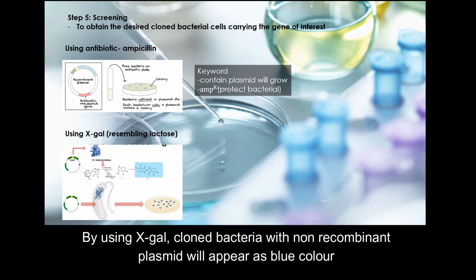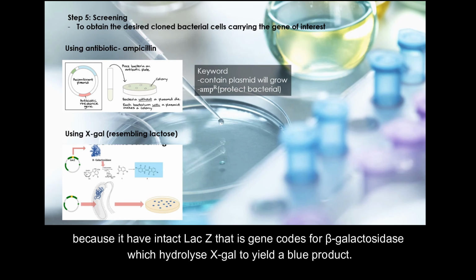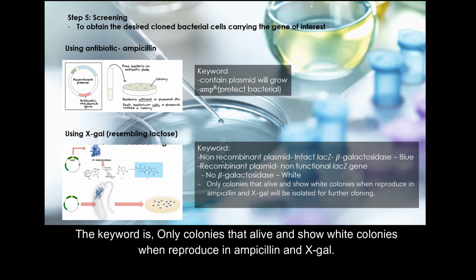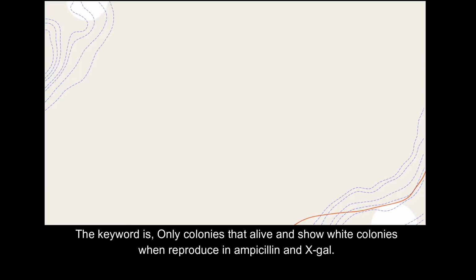By using X-gal, cloned bacteria with non-recombinant plasmid will appear blue because they have an intact lacZ, that is, the gene that codes for beta-galactosidase, which hydrolyzes X-gal to yield a blue product. So white colonies show bacterial clones which carry the recombinant DNA plasmid. The key word is, only colonies that are alive and show white colonies when reproduced in ampicillin and X-gal.